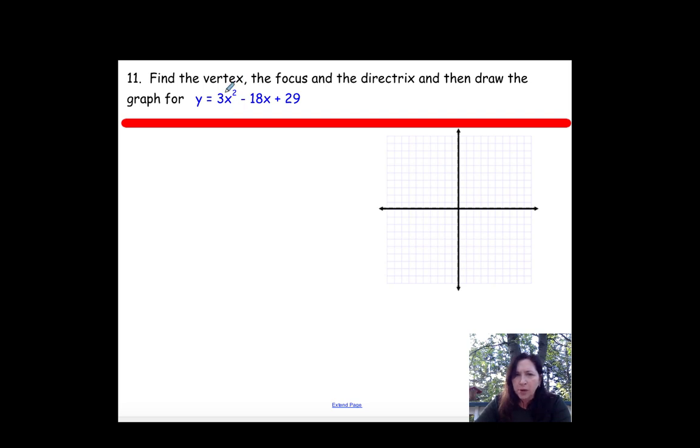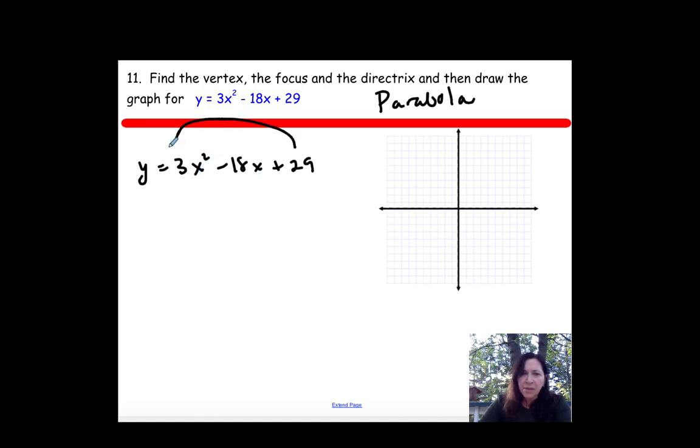Find the vertex, focus, and directrix. Again, one squared term means it's a parabola. All right, so let's see. We have y equals 3x squared minus 18x plus 29. I do have to complete the square because I have an x squared term and an x. This 29 is going to go over there. So y minus 29 equals 3x squared minus 18x.